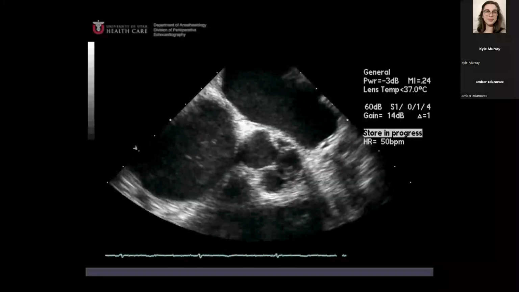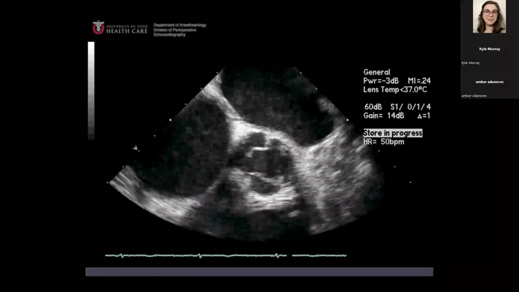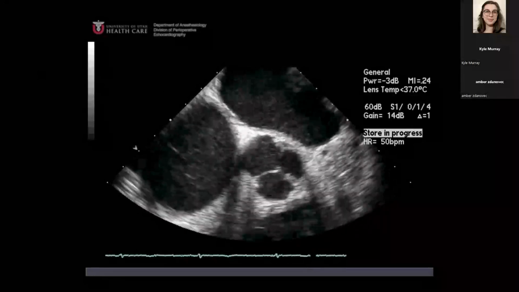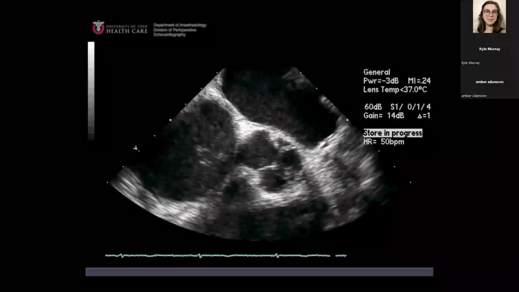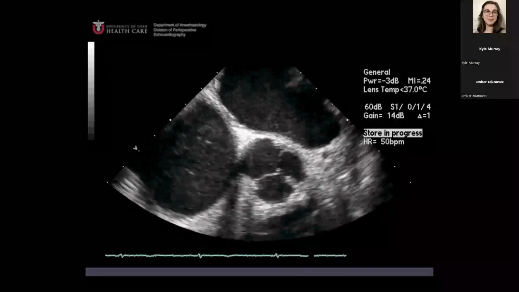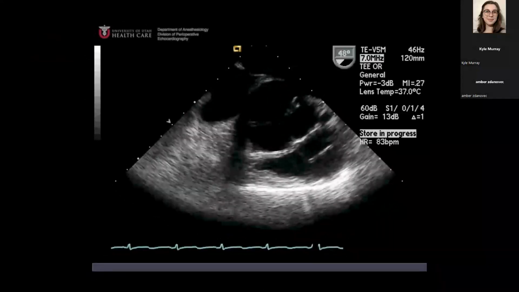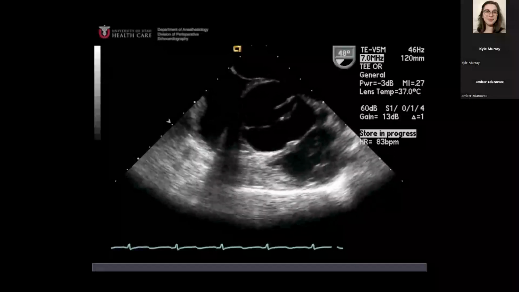Okay. What about this one? And again, we're not doing anything quantified. This is just an eyeball test. What do we think? Normal? All right, yeah, normal. Here's another one.